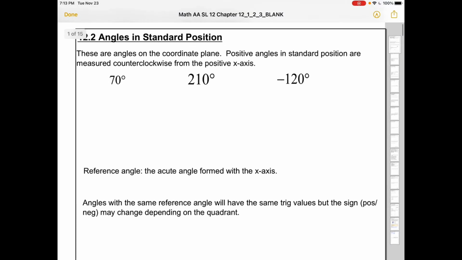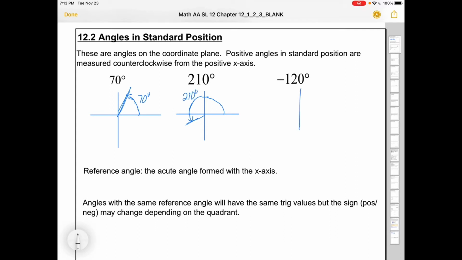So these are angles on the coordinate plane, and positive angles in standard position are measured counterclockwise from the positive x-axis. So here's what that means. If you had 70 degrees, you'd start at the positive x-axis and go up until you made a 70-degree angle. If you had 210 degrees, you'd start at the positive x-axis and just keep going. So there's 90 degrees, there's 180, 210 might be around there. And notice I went in a counterclockwise direction.